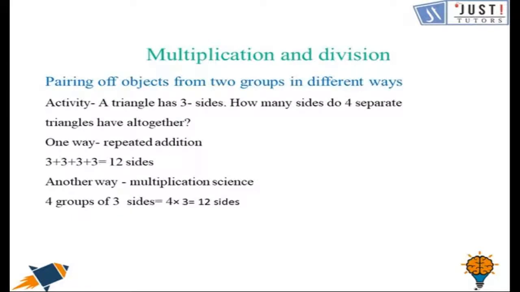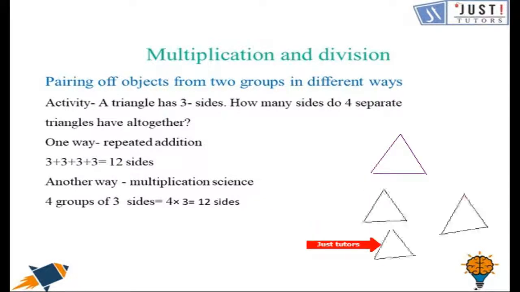So now let's move forward towards the next slide, and let's talk about pairing of objects from two groups in different ways. So the question says that a triangle has 3 sides. How many sides do 4 separate triangles have all together? So what I'll do is I'll make 4 triangles here as well. One way to work out the total number of sides in these 4 triangles is to count the sides. So 1, 2, 3, 4, 5, 6, 7, 8, 9, 10, 11, 12. That's 12 sides, but there is another way, which is a quicker one, which is multiplication.